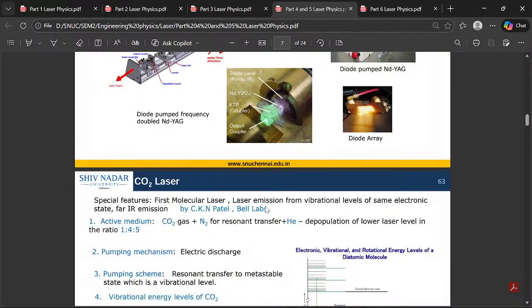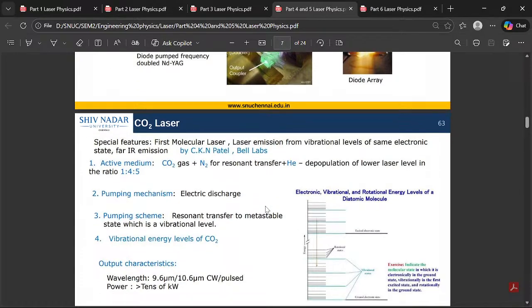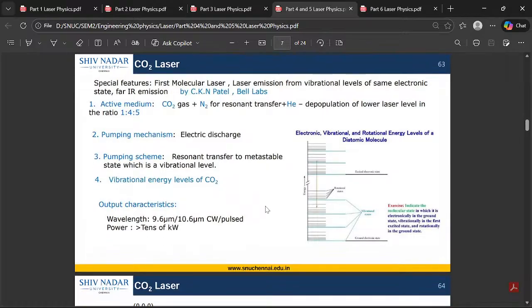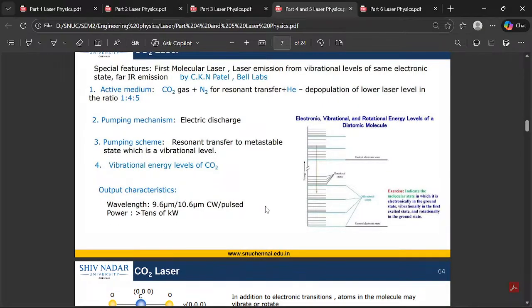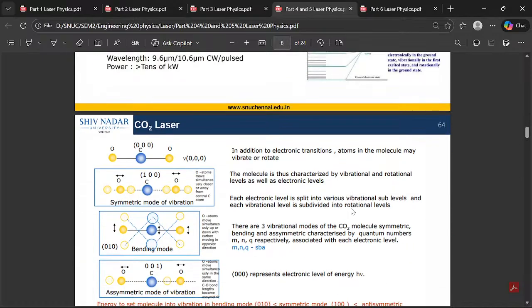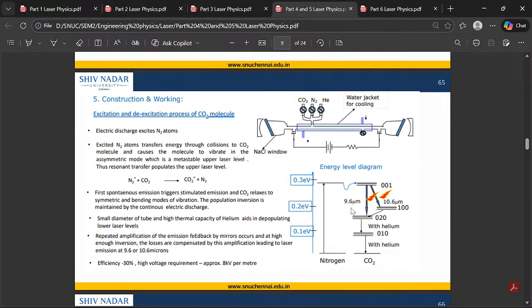Okay, then let's see about CO2 laser. Here CO2 laser uses obviously CO2 gas, N2 for resonant transfer, and helium to depopulate the lower laser level. CO2, N2, and He are in the ratio of 1 is to 4 is to 5 in that laser cavity. Pumping mechanism is electric discharge, and pumping scheme is resonant transfer to metastable state, which is a vibration level. I guess it is a 4 level scheme. Yeah, it is a 4 level.